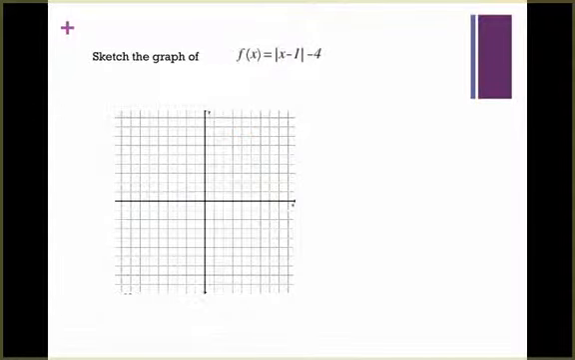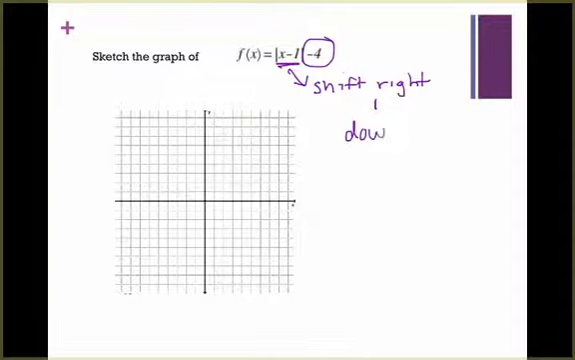Now let's look at a combination of a couple transformations. So here we have the absolute value of x minus 1, which we know is a shift to the right because we're inside the parentheses, or the absolute value in this case. So we're going to go the opposite direction. We're shifting right 1. And the minus 4 on the end means we're going to go down 4. So let's shift to the right 1 and down 4.